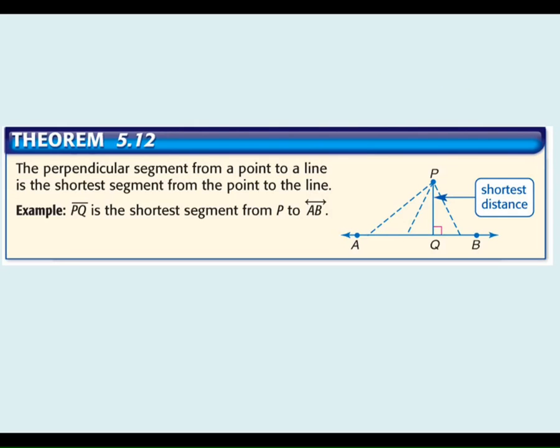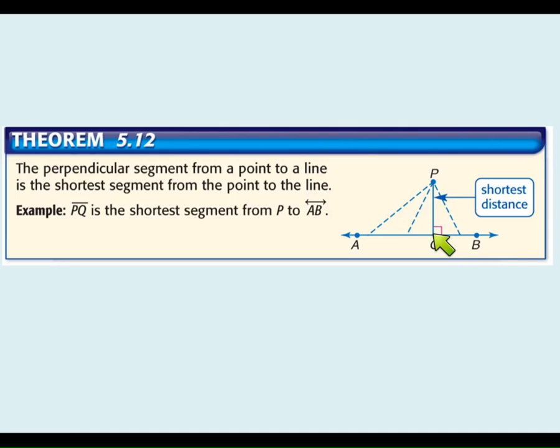Okay. The last little theorem in this chapter, not as important as the triangle inequality. It says a perpendicular segment, perpendicular meaning at 90 degrees, from a point to a line is the shortest distance from that point to a line. So the shortest distance to get from P to this line is the one that meets it perpendicularly, at a right angle, right?